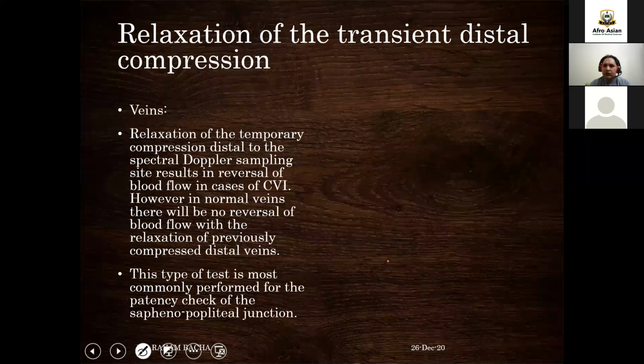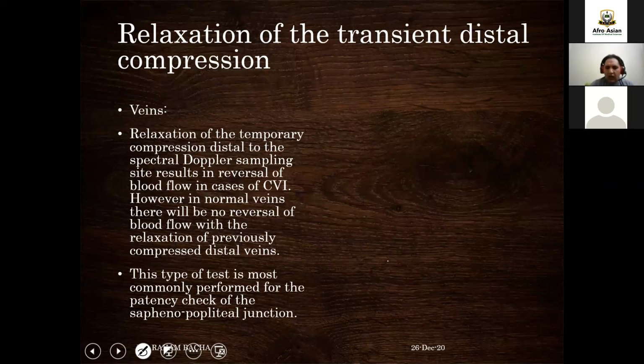For example, initially you compress the calf region or anywhere else distal to the sampling site, and that compressed region is suddenly relaxed. Due to that sudden relaxation, if there is reversal of flow in the vein, that will reflect chronic venous insufficiency, which means the venous valve will be incompetent.